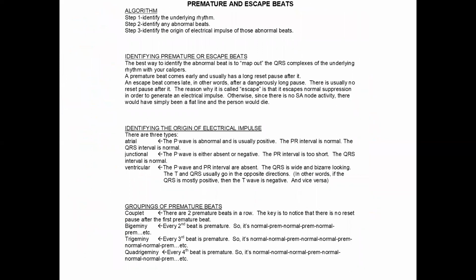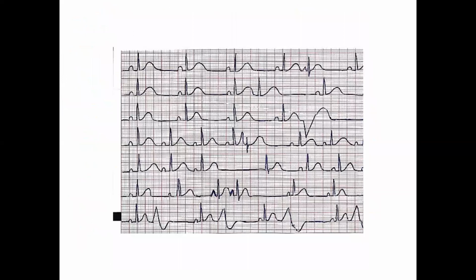So this kind of goes along with your book right here in this PowerPoint. And you could do some premature contractions here. The one on top, it's okay, it's okay, it's okay, it's okay. And then all of a sudden you have this. And look at the P wave. So this is a premature contraction, but what source? Atrial? Premature atrial contraction.